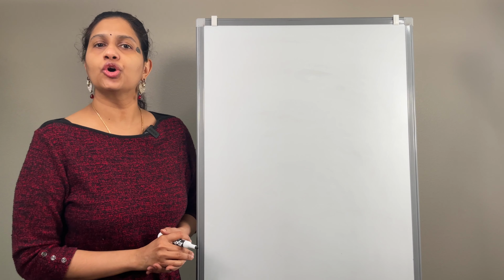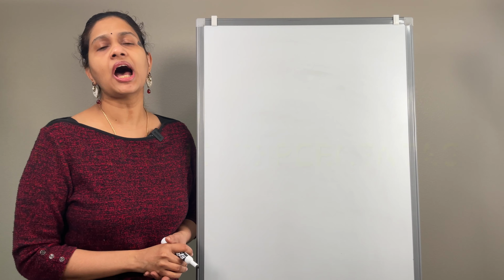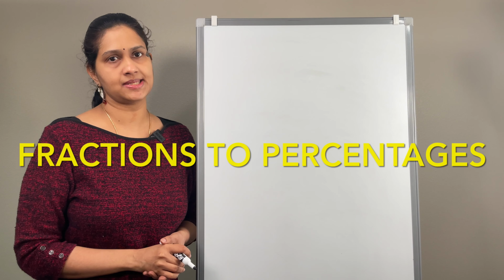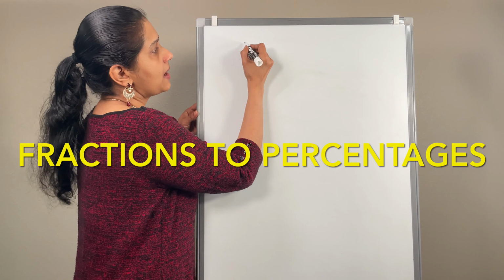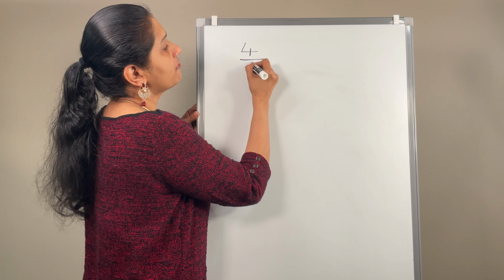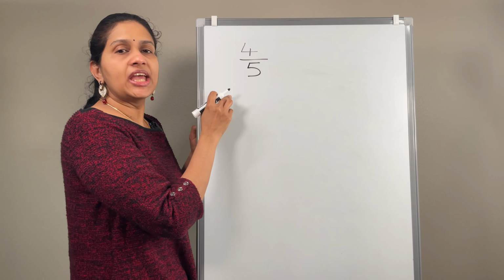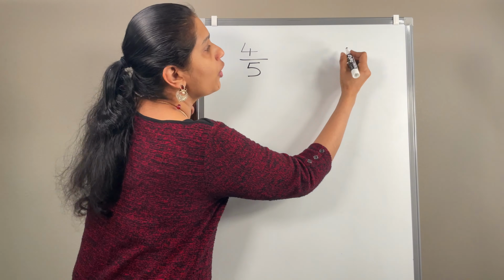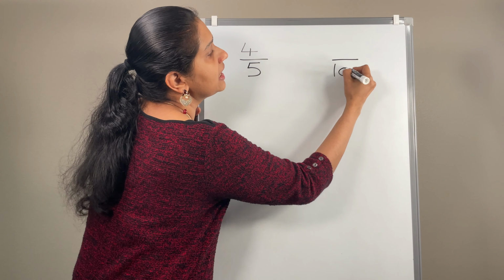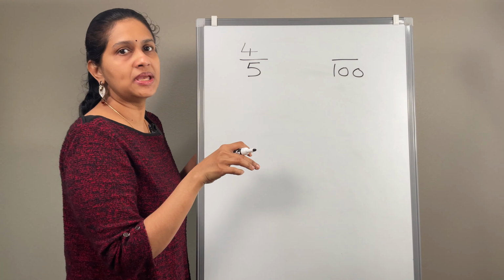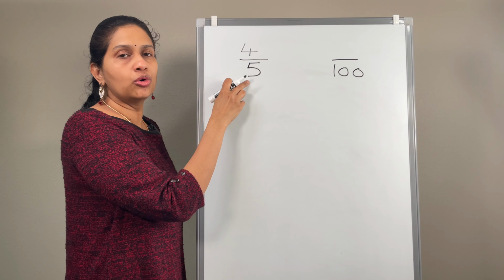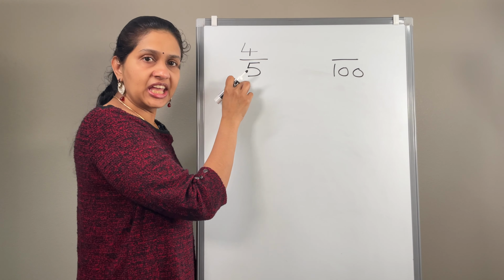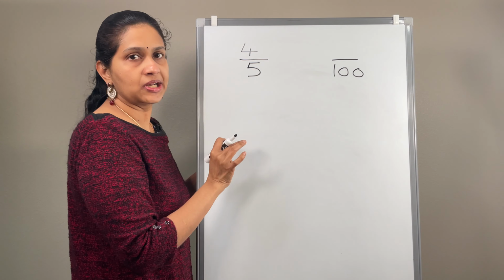In today's video, we are going to discuss how to convert a fraction to a percentage. Consider the example 4 by 5. It's a fraction. Now we have to convert this to a percentage. Percentage means that at the denominator you should get 100. That is what percentage means, right? So we have to find out whether this denominator 5 can be converted to 100.